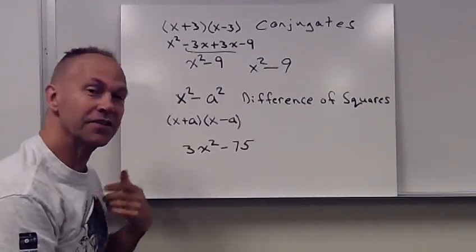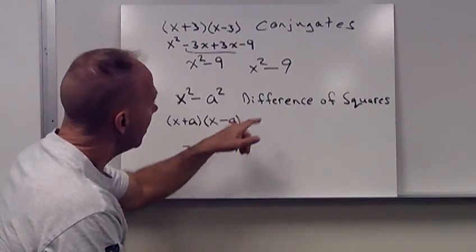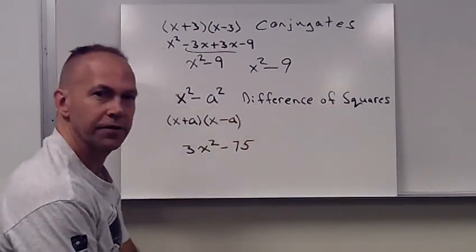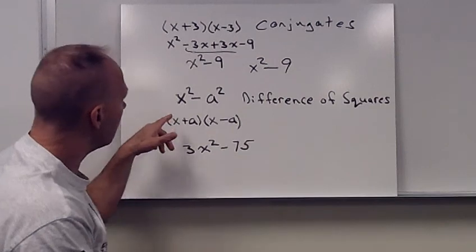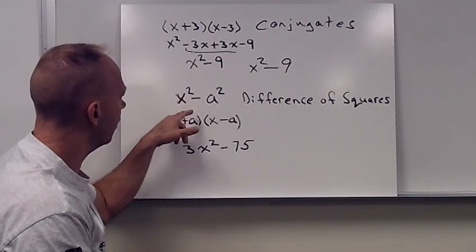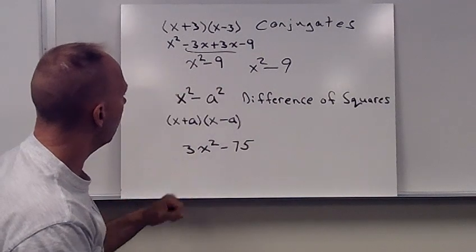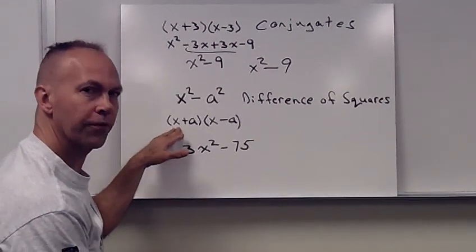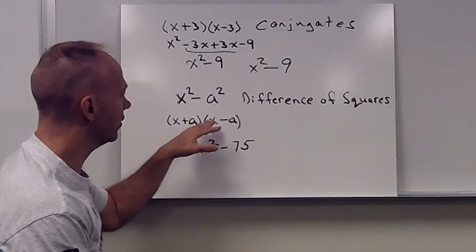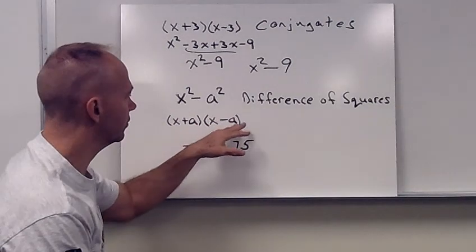Well, that gives us a formula. It's called a difference of squares. If I recognize I've got something squared minus something squared, it will always factor into the square root of the first plus the square root of the second, times the square root of the first minus the square root of the second.